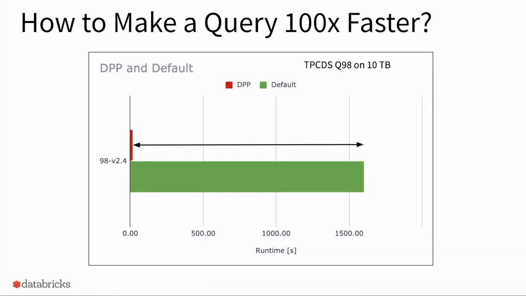Before explaining how dynamic partition pruning actually works, let's take a look at one of the performance results that we have seen with a TPCDS query on a 10 terabyte data set. This plot shows that query 98 executes 100 times faster with dynamic partition pruning. This is really impressive. Some of you may wonder, how is this possible? But the answer is actually quite simple: read only as little data as you need.